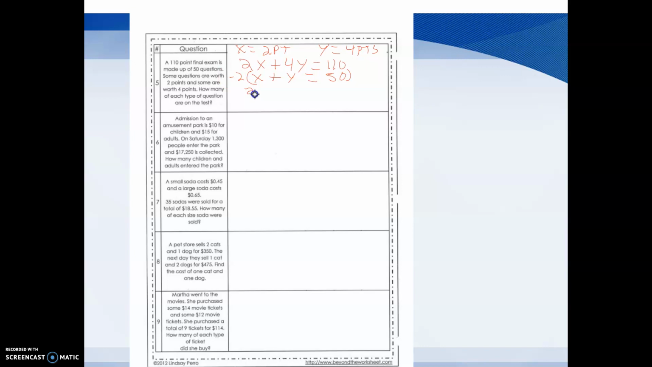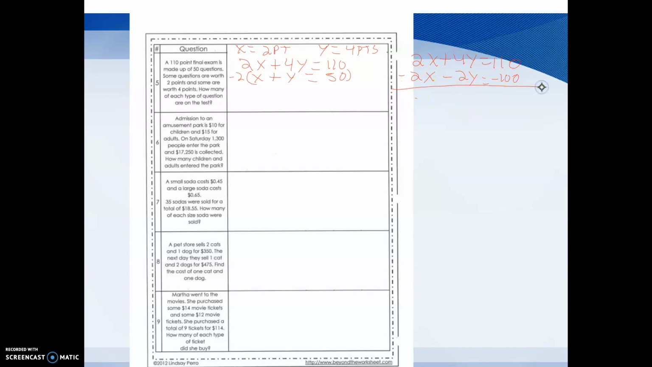So I'm going to leave my first one alone, right? And you know what? I'm running out of space here. Let's go write it over here on the side, okay? All right. So my first one is 2x plus 4y equals 110. My second one I'm going to multiply by -2, so that's -2x minus 2y equals -2 times 50 would be -100, right?